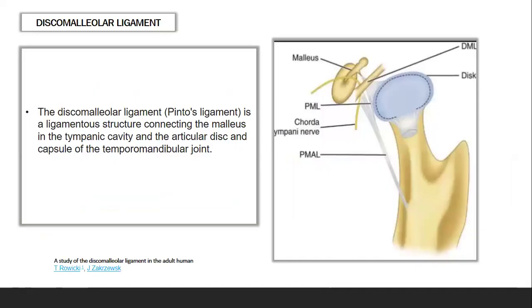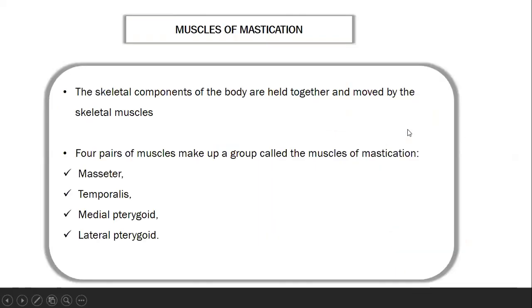Coming to the discomalleolar ligament, also called Pinto's ligament, it is a ligament structure connecting the malleus in the tympanic cavity and the articular disc and capsule of the temporomandibular joint.